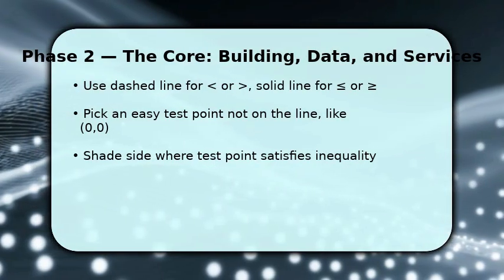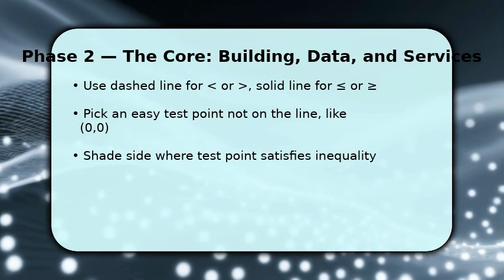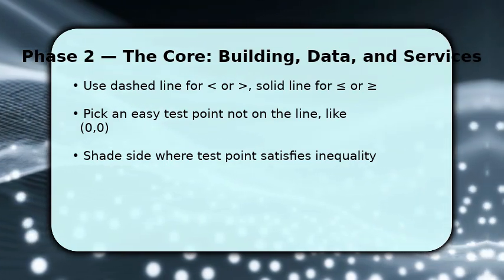Now draw the boundary line. Choose dashed for strict inequalities and solid for inclusive ones because that tells whether boundary points count.